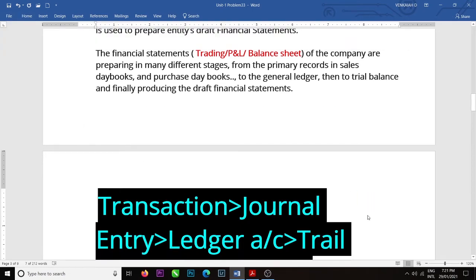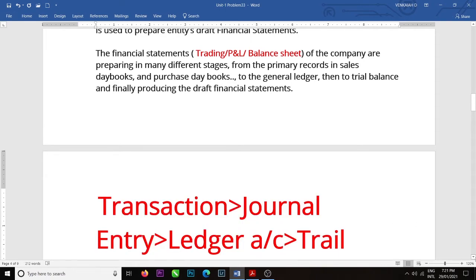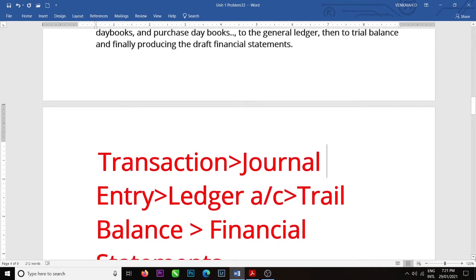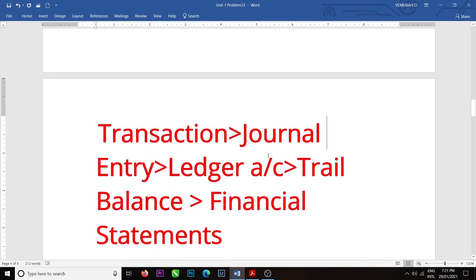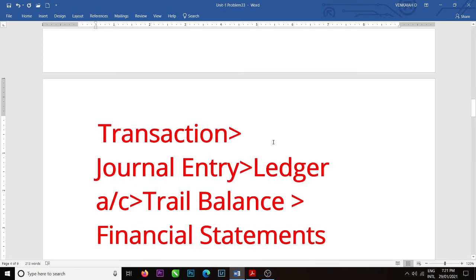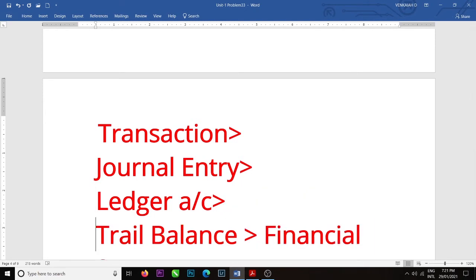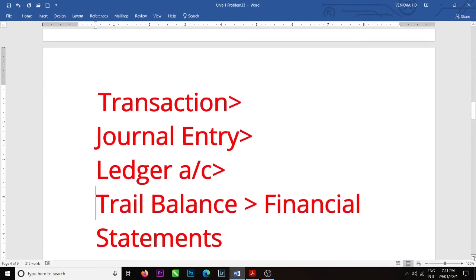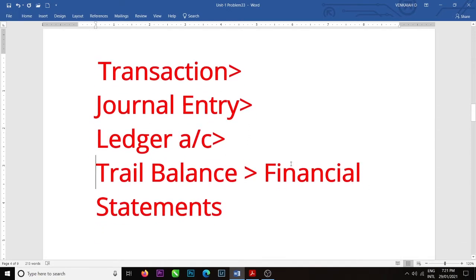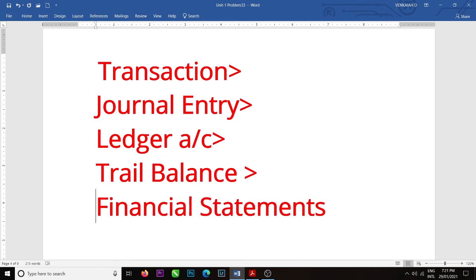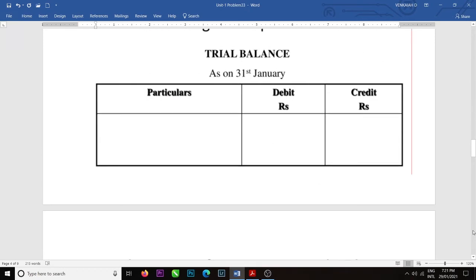Okay, what is stage one? Transactions. After transactions, these are prepared in the form of journal entries. After journal entries, we prepare ledger accounts. Ledger account balances are posted into the trial balance. From the trial balance, we prepare financial statements. Clear? Right.